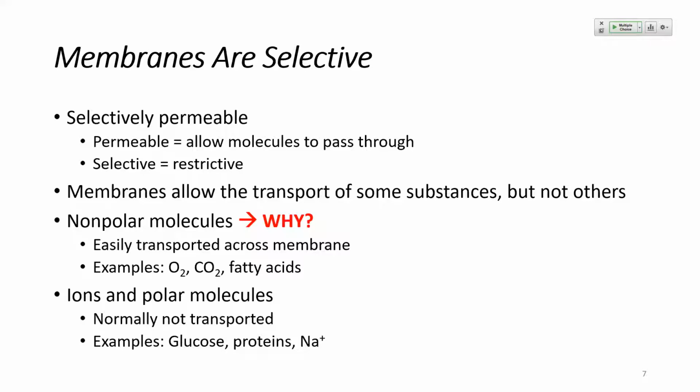Now, ions, which are charged, and polar molecules such as water cannot go through the membrane. Glucose, protein, sodium, potassium, calcium, these are examples of particles and molecules that are either charged or polar, or sometimes too large, like proteins, to go straight through the membrane. Okay? So this is what we mean when we talk about selective permeability.